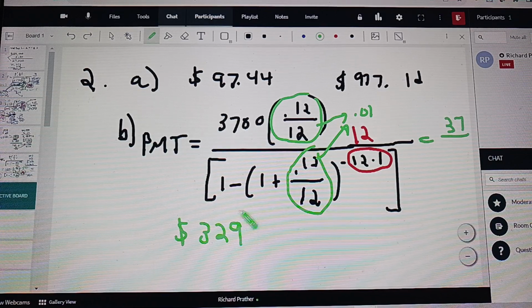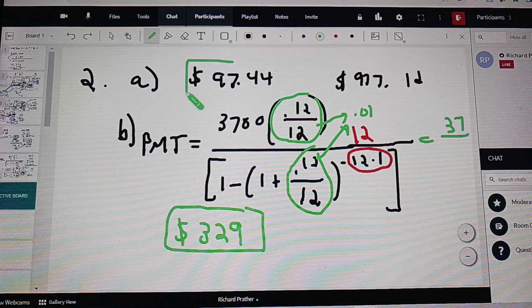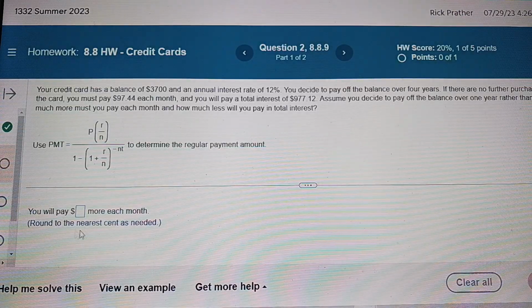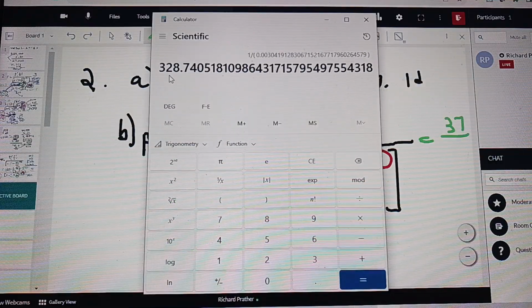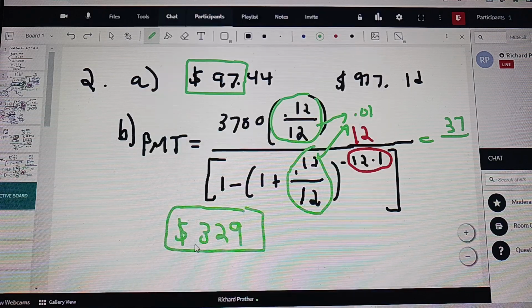See how much larger that is? That might be too much for somebody to afford compared to $97. Now they did have cents here. Maybe they want cents. Let me double check. Round to the nearest cent. Yeah, okay. So $328.74. I need to change it to that.